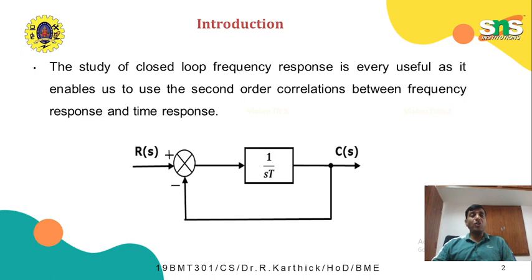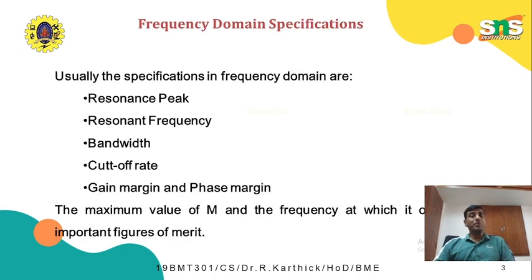Therefore, the correlation between the frequency domain and time domain specifications is essential for us in order to understand the response of a closed loop system. The various frequency domain specifications generally available are the resonant peak, the resonant frequency, the bandwidth, the cutoff rate, the gain margin and phase margin. The resonant peak is the peak value of the magnitude of the closed loop frequency response, and it directly correlates with the peak overshoot of your time response analysis.